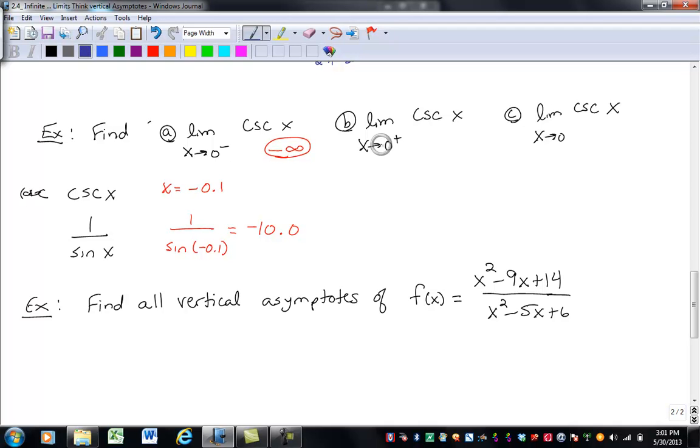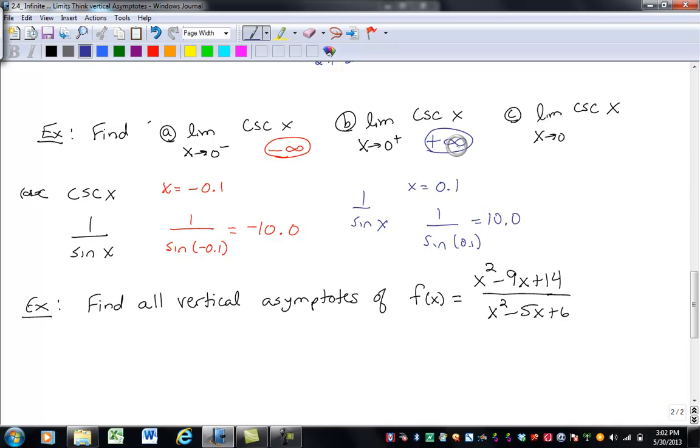The next one is the limit as x approaches 0 from the right. So I take 1 over sine of x, and I plug in a value for x that's slightly larger than 0, like 0.1. I plug that in to check out what kind of answer I get. And I get positive 10.1, or 10.0. I know there's a vertical asymptote at x equals 0, so it's either plus or minus infinity. Since the y values are positive here, this has to go to positive infinity on the right.